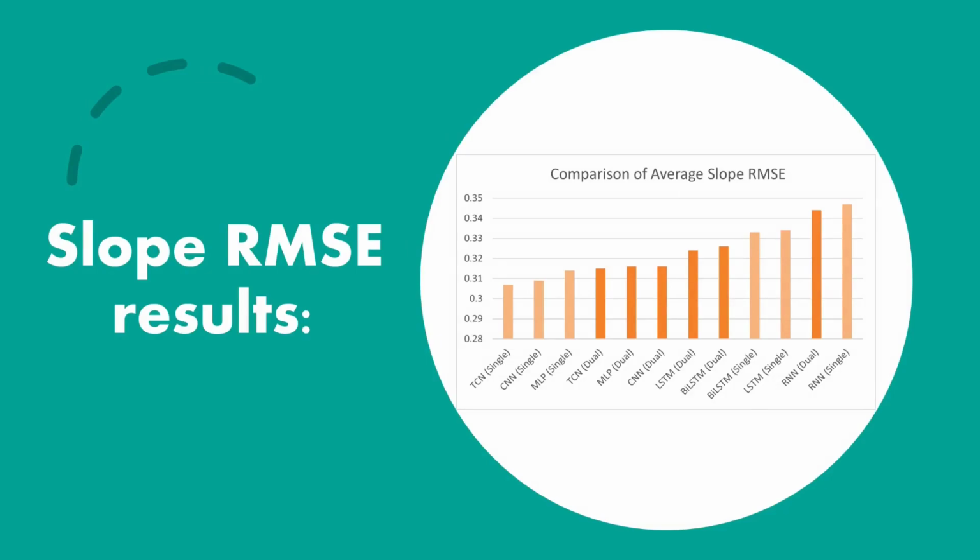So, first up is our slope RMSE results. The TCN is definitely the winner here with an average slope RMSE across all the datasets of 0.308, while the worst performance we saw here was the single prediction RNN, which had around 0.348. It's interesting to note that for the MLP, CNN, and TCN, the single prediction approaches were better than the dual prediction approach, but this wasn't the case for the recurrent models.